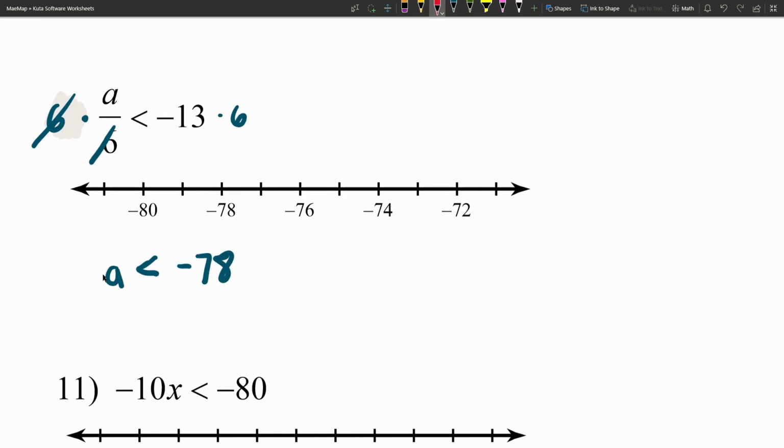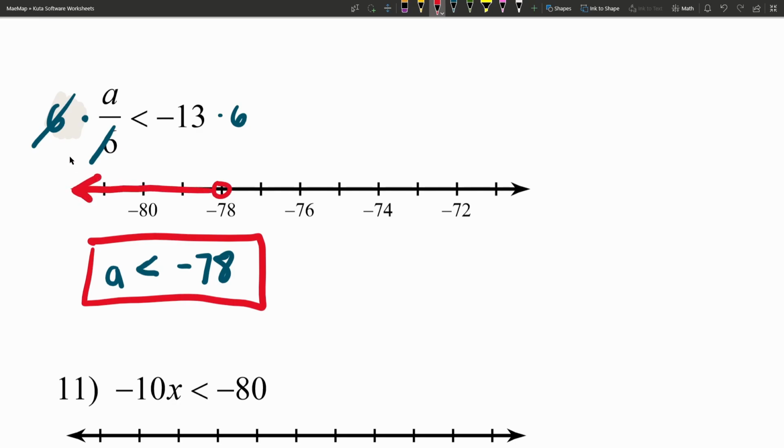A is less than negative 78 is our solution for number 9, circling the negative 78 and shading everything to the left. Again, I'm just doing these numbers mentally in my head. If you need to, feel free to write it out vertically and make sure to follow through with carrying over.